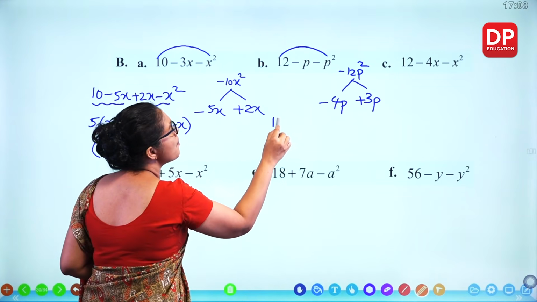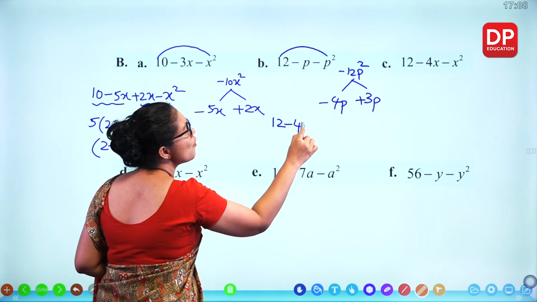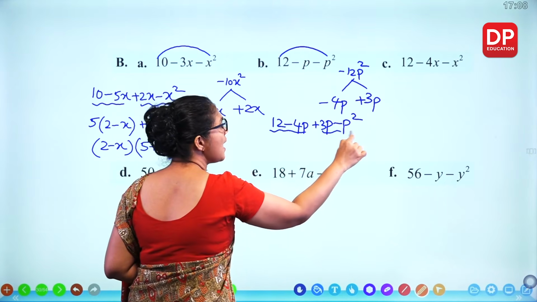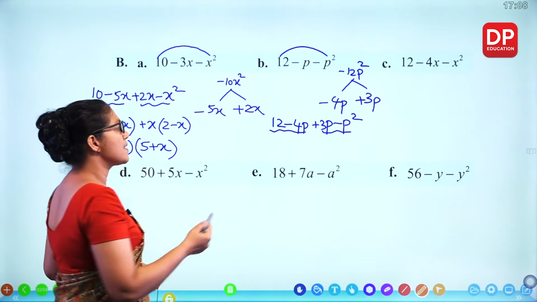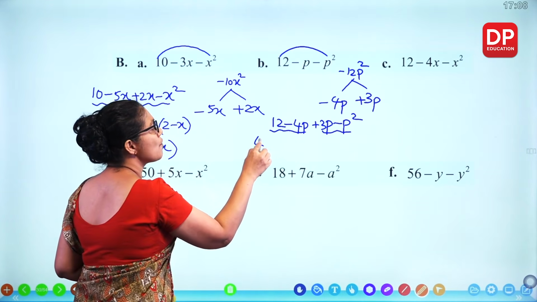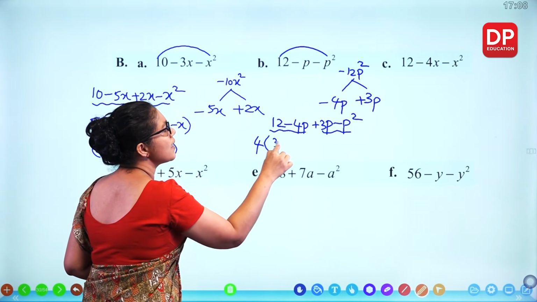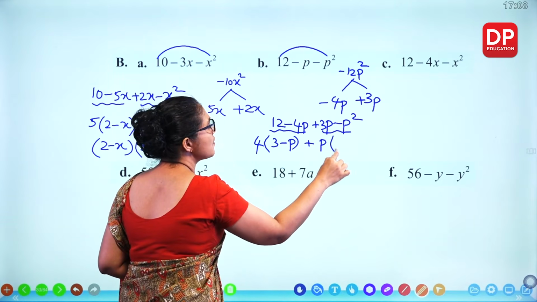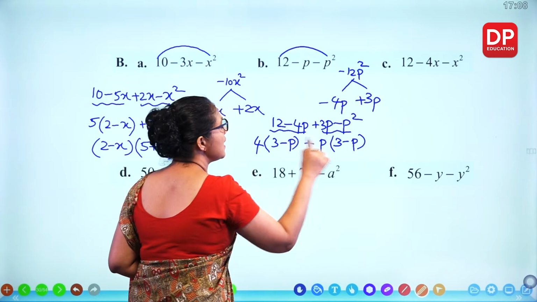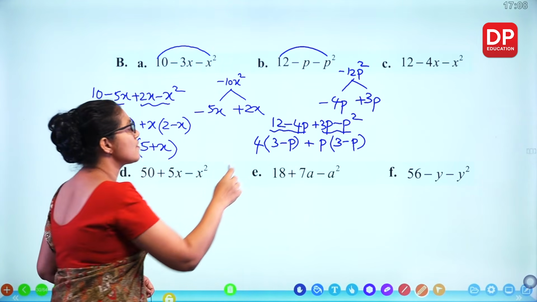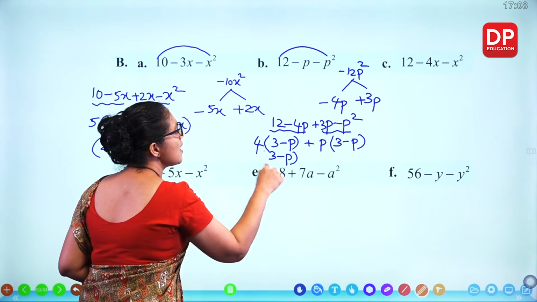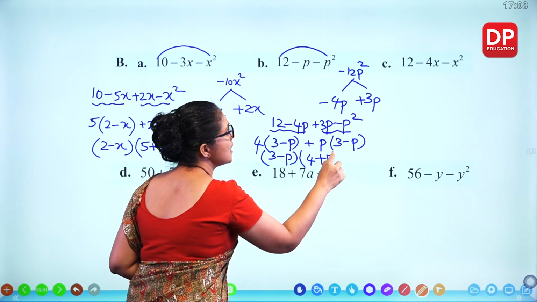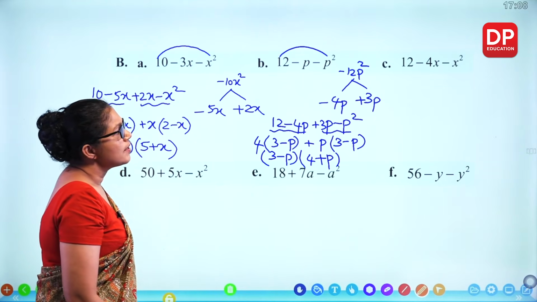So separate the middle term into minus 4p and 3p and then take two at a time and try to factorize. So what's common here? 4 is common. Take it out. You get 3 minus p. When you take p out, what's remaining? 3 minus p. Now again 3 minus p is common. Take it out. What's remaining? 4 plus p.